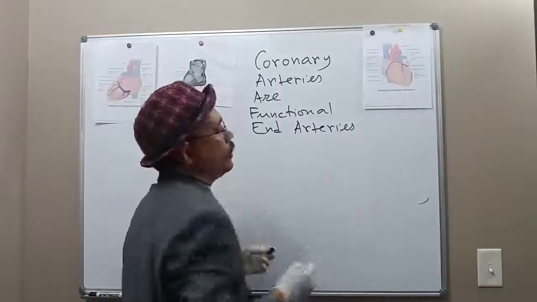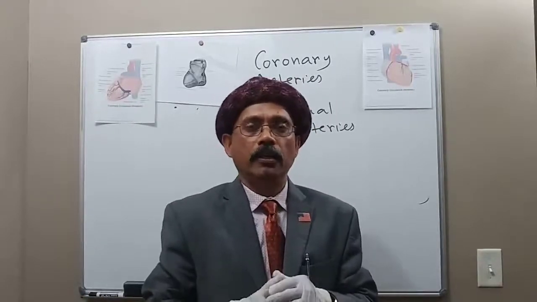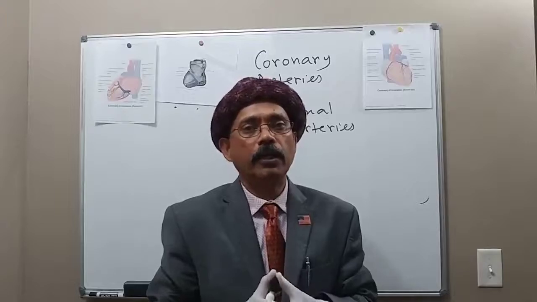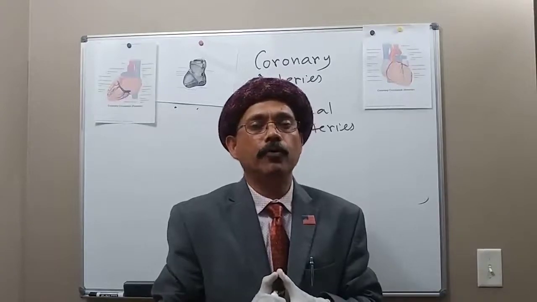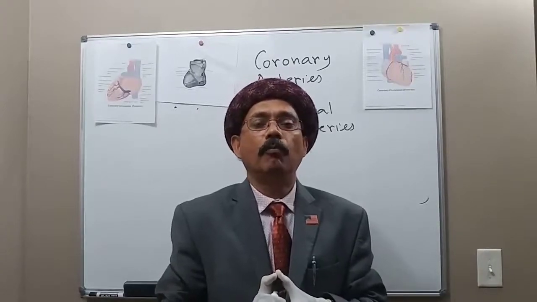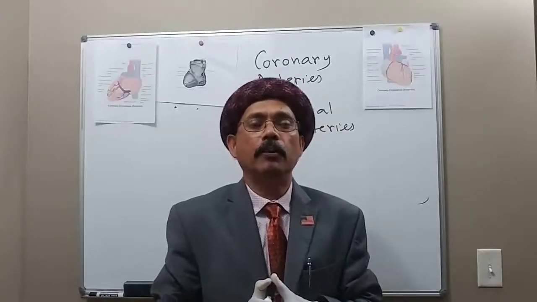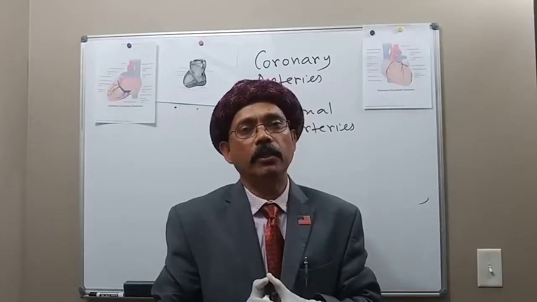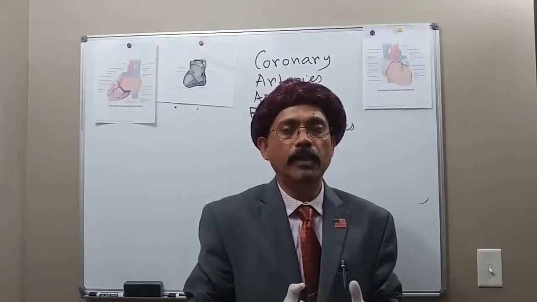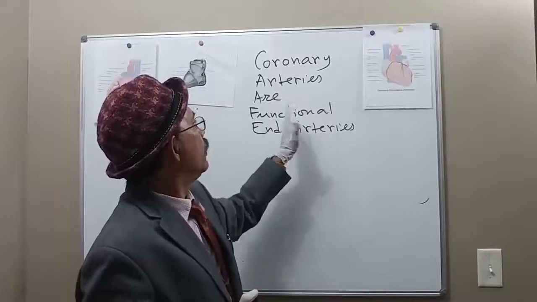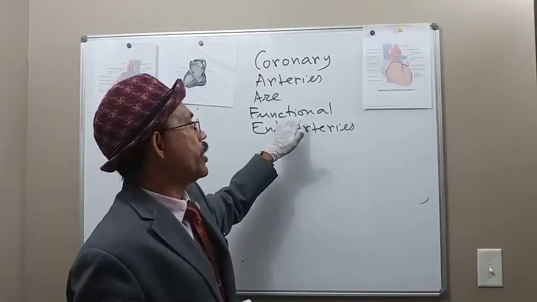What does it mean? That means there is anastomosis between the left coronary artery and right coronary artery. There is anastomosis between the branches of the left coronary artery and right coronary artery, but that anastomosis is not very much adequate in case of emergency like myocardial infarction. So when there is a blockage in the artery, the collateral may not be established very quickly.